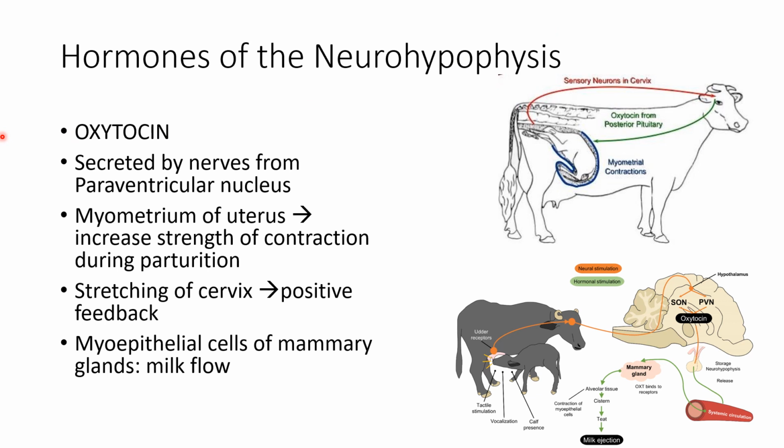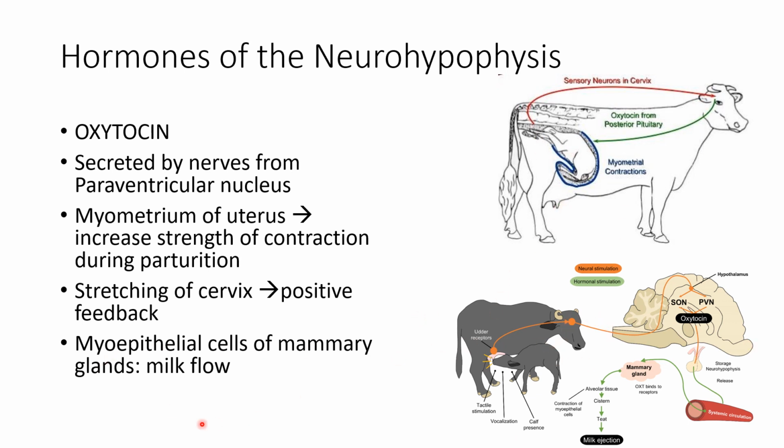Now, let's go to the hormones that are secreted by your neurohypophysis or your posterior pituitary gland. First of which is your oxytocin. It's secreted by the nerves of your paraventricular nucleus. It affects your myometrium, or the smooth muscles of your uterus, to increase the strength of contraction during parturition, as shown here in the color blue. Also, the stretching of the cervix provides a positive feedback to increase the secretion of oxytocin, again increasing the strength of myometrial contraction during parturition.